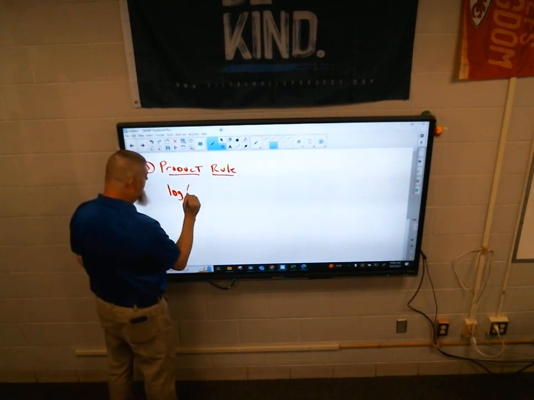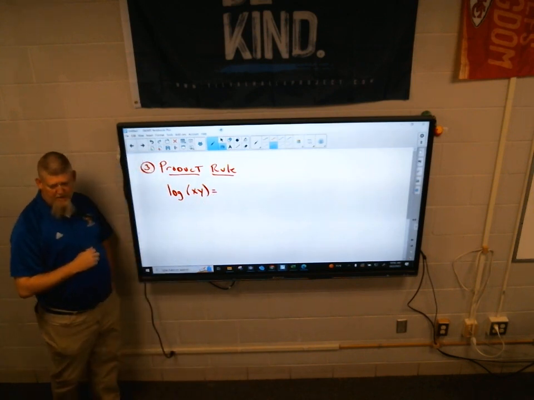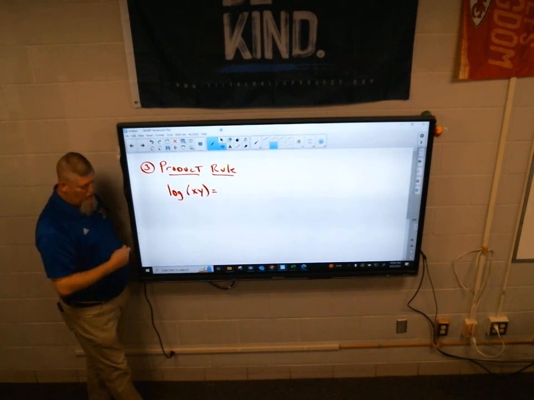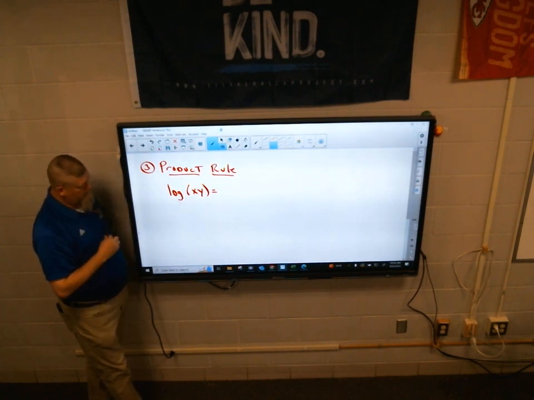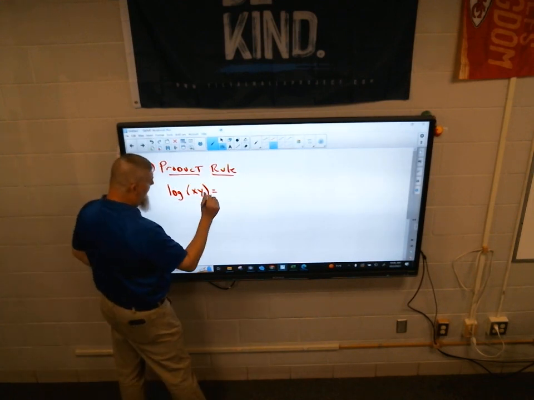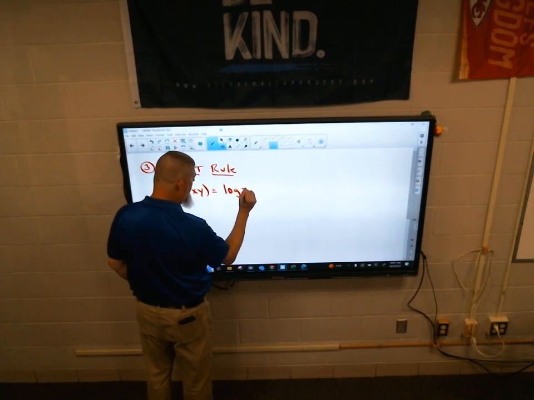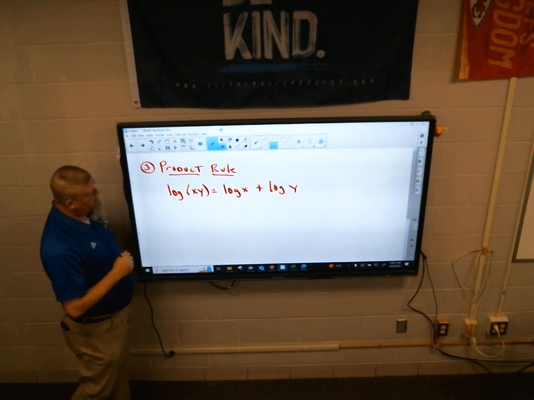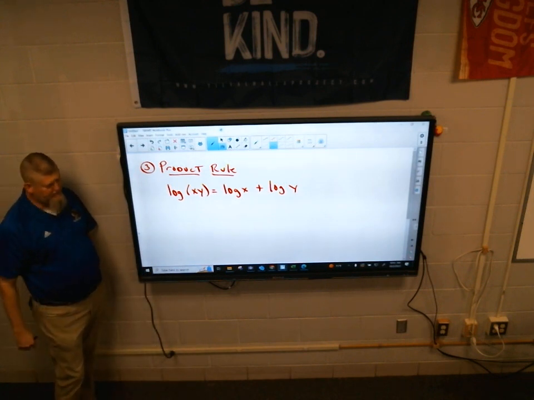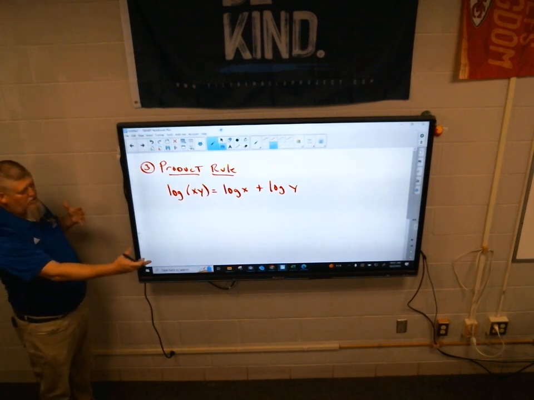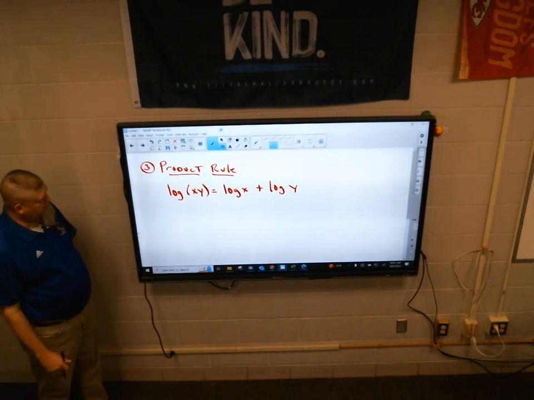So log of x times y. Hence, that's the reason why we call it the product rule, because I'm taking an x times a y, or 2 numbers times each other, or 2 expressions times each other. Then what I'm allowed to do is to expand that, and I can make it the log of x plus the log of y. And I can go either direction. Bring them back together into 1, condense it, or I can expand it into 2 separate ones, depending upon what we need to do.